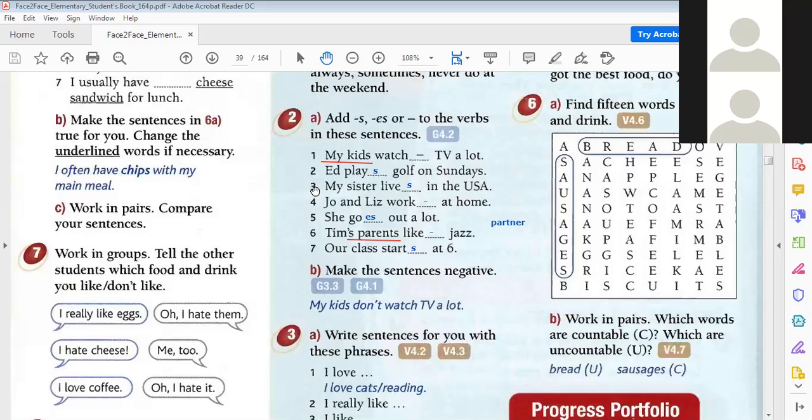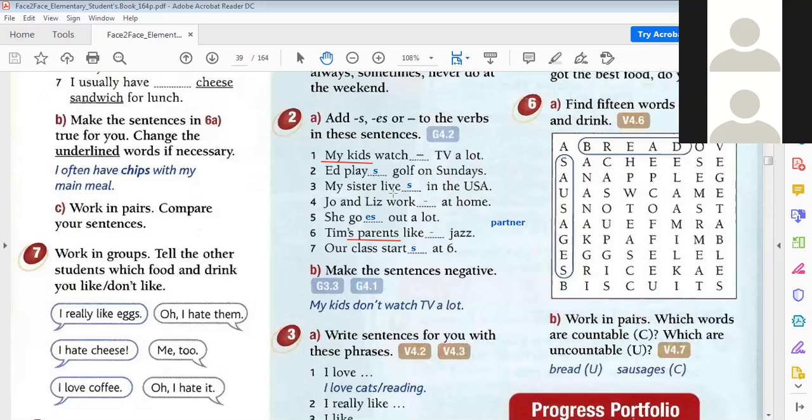Number 3, Rana, how do we make it into negative? My sister doesn't live in the USA. Excellent, that's right. Great. Number 4, how do we change this into negative? Joe and Liz doesn't work at home.